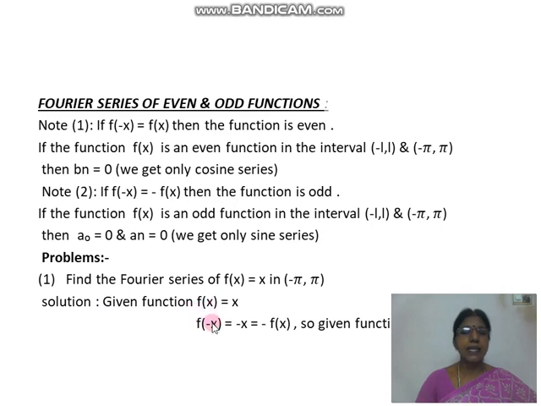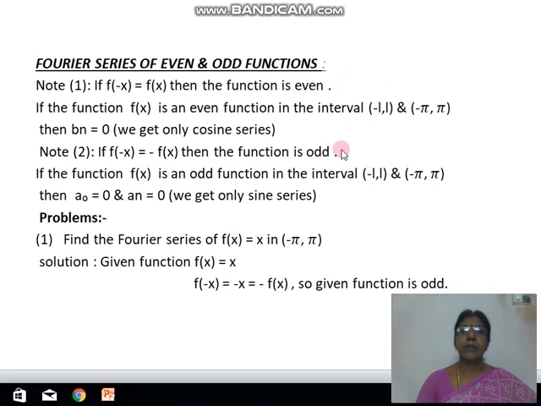This is the solution. Start with the given function f of x is equal to x. What is f of minus x? In place of x you put minus x on both sides. What do you get? f of minus x is equal to minus x. Minus x means minus f of x. So f of minus x is equal to minus f of x. Then the function is odd. So the given function is an odd function.